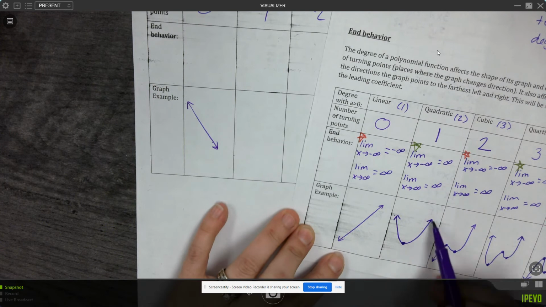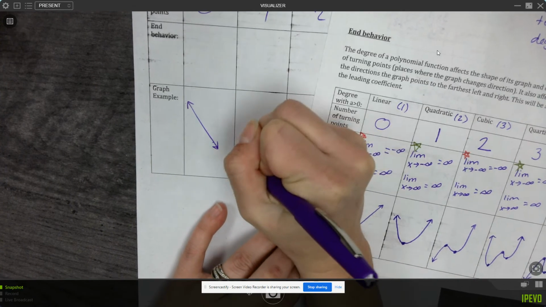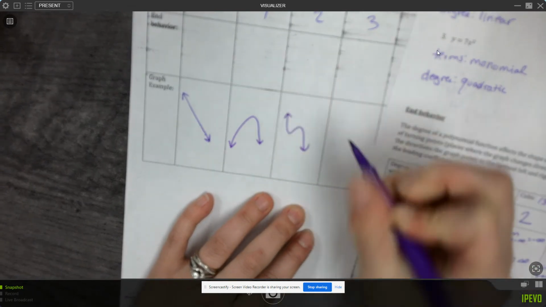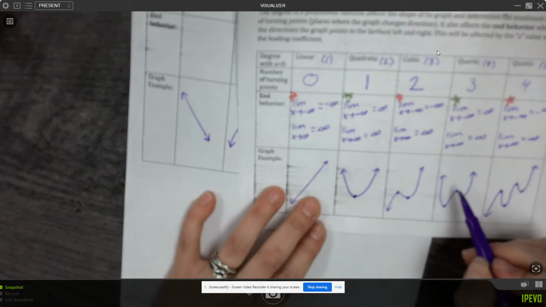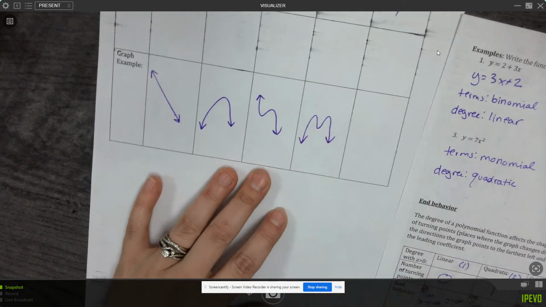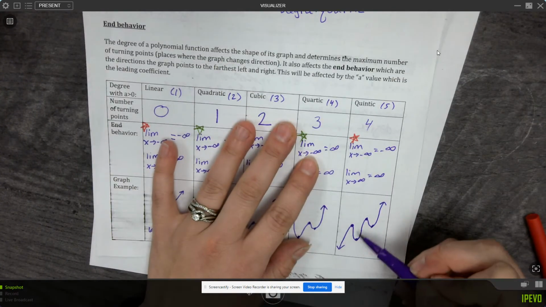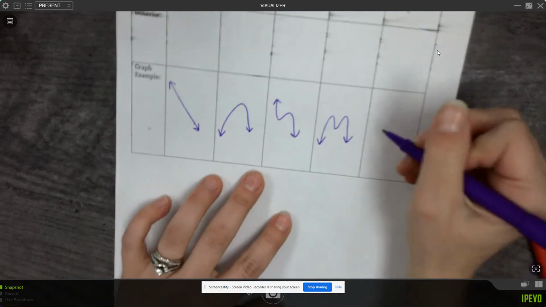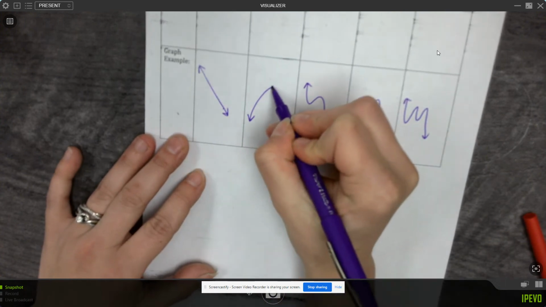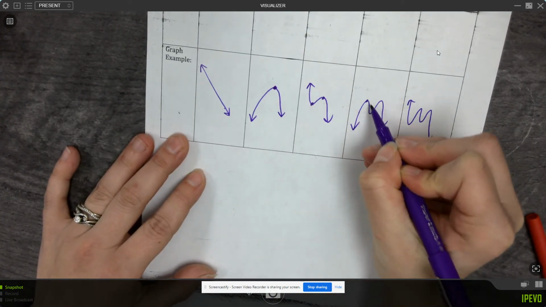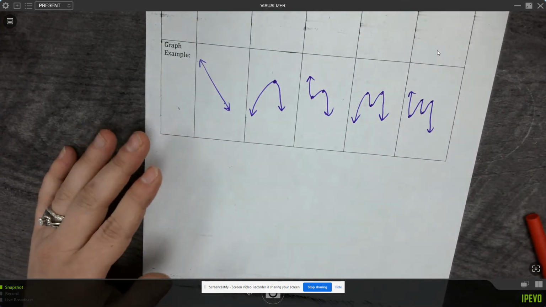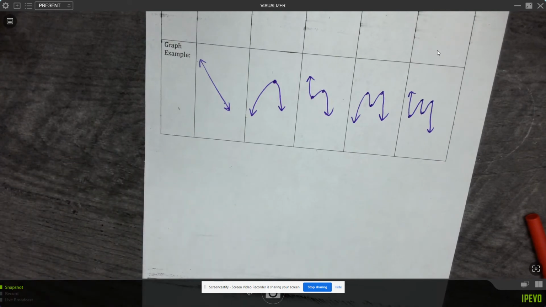Instead of my quadratic pointing up, it's going to point down. Instead of my cubic rising, my cubic is going to lower. Instead of my quartic pointing up, my quartic is going to point down. And instead of my quintic rising, it's going to lower. So there's still 0, 1, 2, 3, and 4 turning points. They just go in opposite directions because that a value points you down.